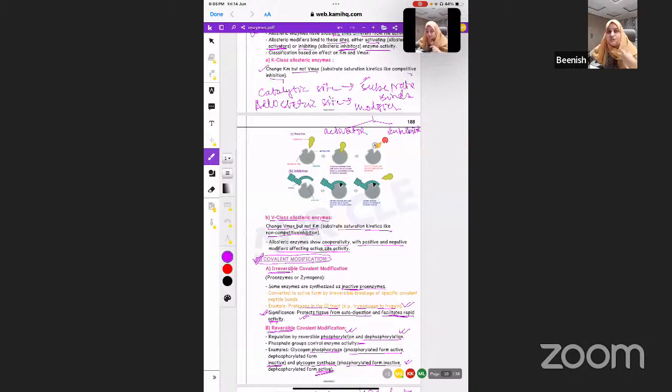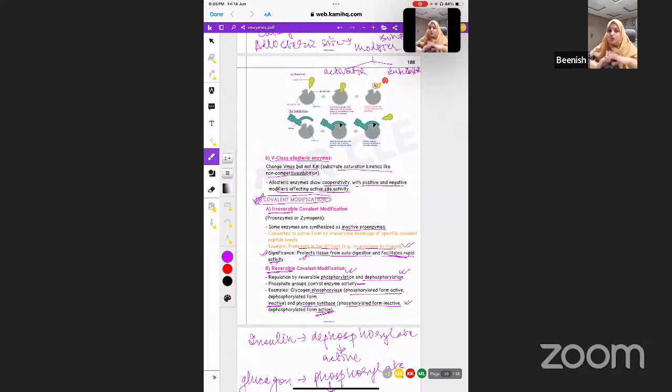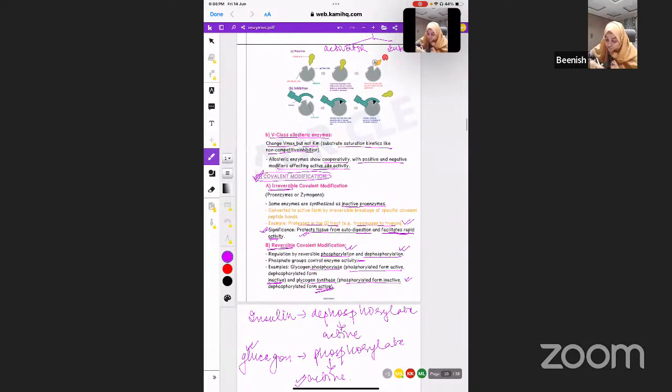Then we have reversible covalent modification. What is that? That is you're adding or removing particular groups like sumoylation, ribosylation, phosphorylation, dephosphorylation. These are all examples of reversible covalent modification. For example, in phosphorylation, you're adding a phosphate group. In dephosphorylation, you're removing a phosphate group, and they are brought about basically by the hormones insulin and glucagon. So insulin is going to dephosphorylate your key enzymes in the pathways and make them active, and your glucagon is going to make the key enzymes of the pathways active by phosphorylating them.